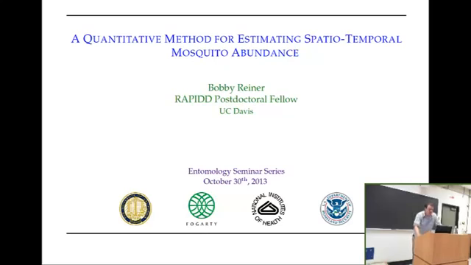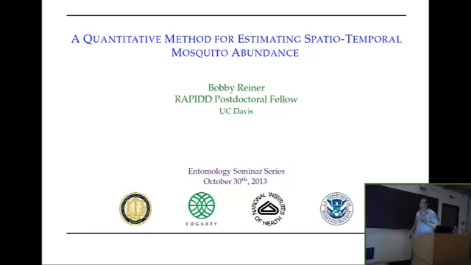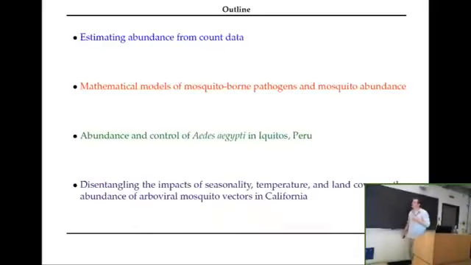The outline of my talk: first, I'm going to give a little bit of background about some simple approaches to estimating abundance from count data. I'm going to give an even simpler overview of mathematical models of mosquito-borne pathogens and let you know where mosquito abundance does, or more often than not does not, fit into those models. And then finally, I'm going to go through two case studies applying the methods I'm going to describe. The first being modeling Aedes aegypti abundance in Iquitos, Peru, and second, modeling some Culex and Aedes species within California.